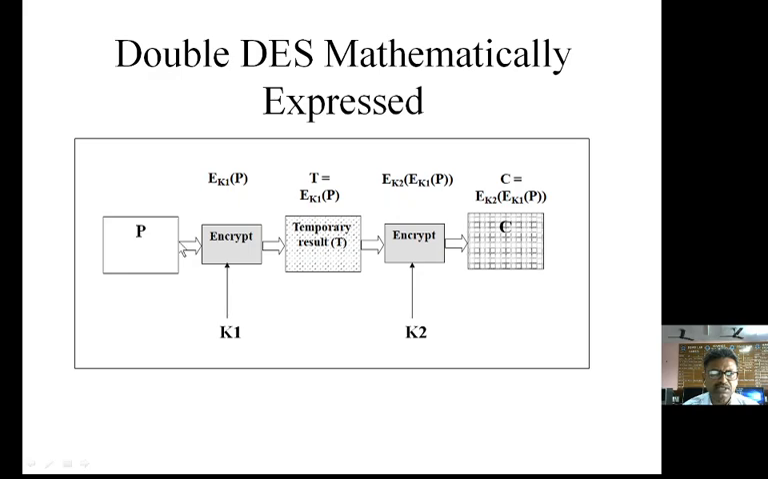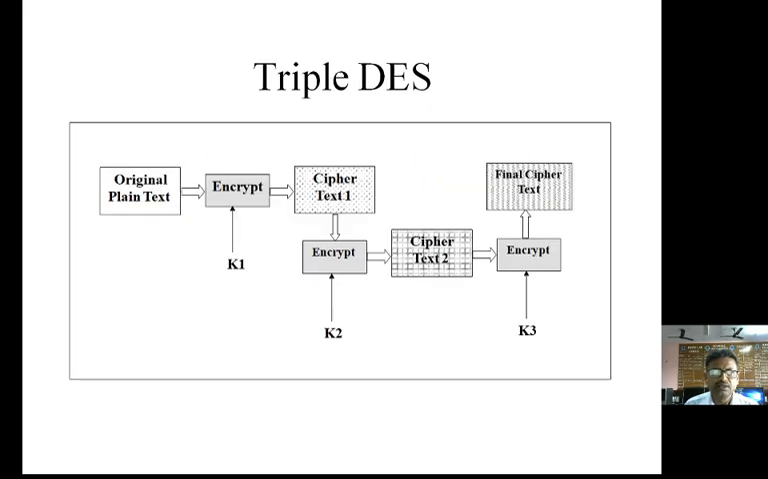Meaning P is encrypted by a brute force attack using a certain key to get the temporary result. C is decrypted by K2 to get another result, and if both results match, it means the values of K1 and K2 have been found. So double DES is not very popular. So people came up with the idea of triple DES.